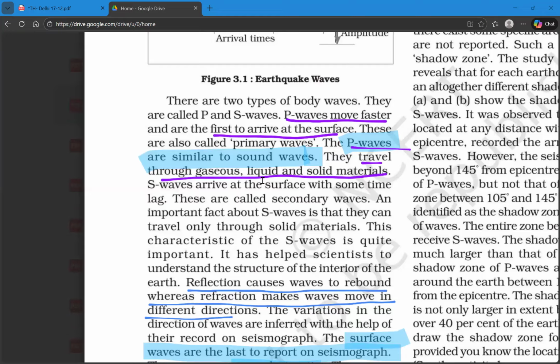P waves are similar to sound waves as they travel through all three media, that is gaseous, liquid, and solid materials. And the next one is S waves. S waves arrive at the surface with some time lag, so that's why they are called secondary waves. The important characteristic of S waves is that they travel only through solids. So these are the P waves and S waves under body waves.